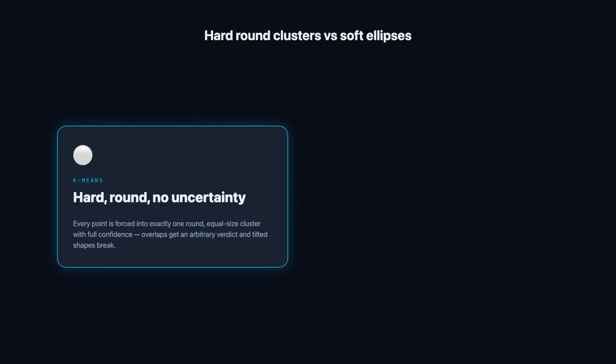Think about plain k-means for a moment. It makes hard, all-or-nothing assignments. Every point is slammed into exactly one cluster with total confidence, and the clusters it draws are always round balls of roughly equal size. Points sitting in an overlapping region get an arbitrary verdict, and any stretched or tilted shape gets carved up wrong, because round is all k-means really knows.